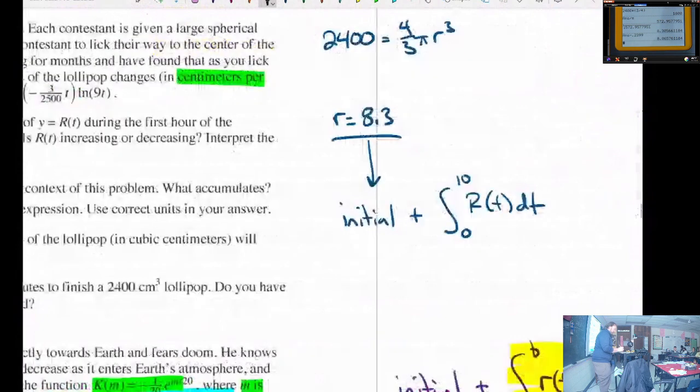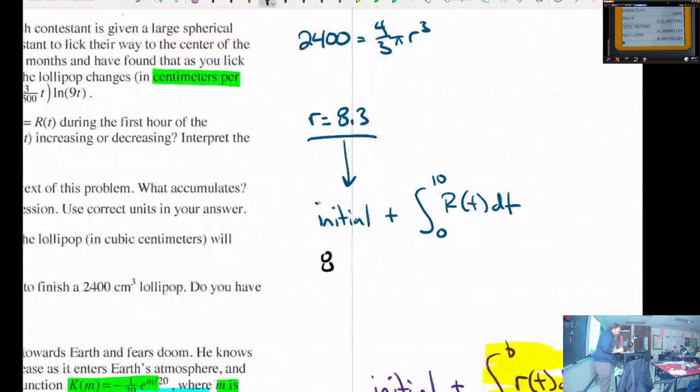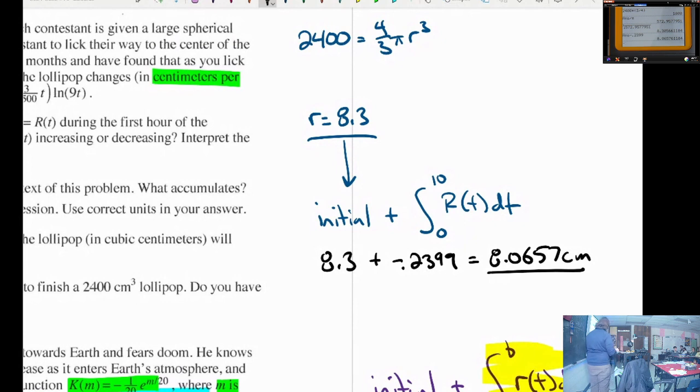So in this case, what you end up with is about 8.3 for the initial radius plus the change, which is about negative 0.2399. So the radius of the lollipop at 10 minutes is still about 8.0657 centimeters, which is still a pretty big lollipop if you think about it. This is at 10 minutes, though.